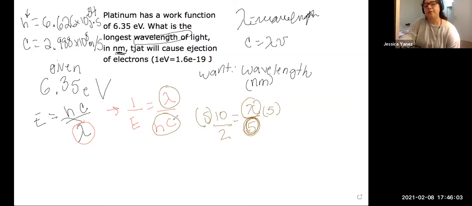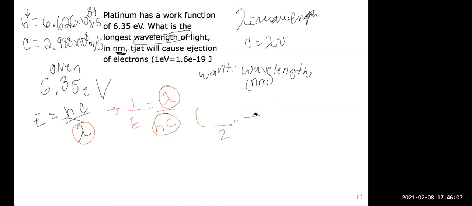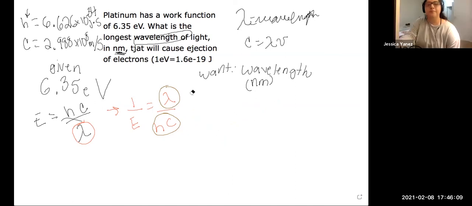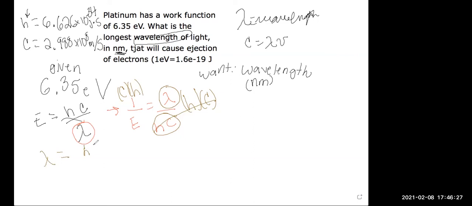So then here, what do we have to do with these constants? The same process, yeah. Good job, we just multiply both sides by the constants. So H and C, and then they cross off, and you're left with this equation: lambda is equal to hc over E.